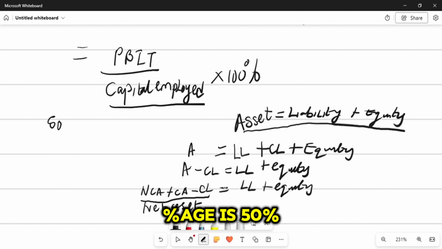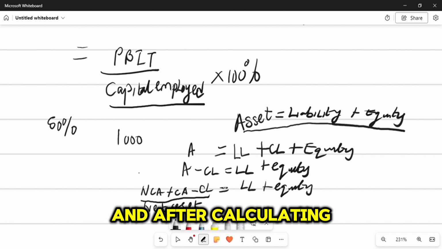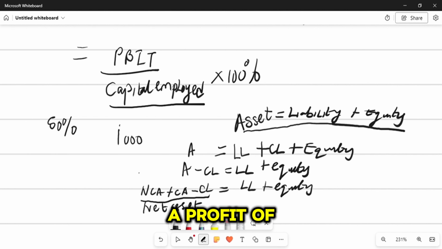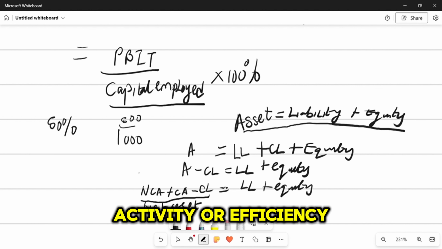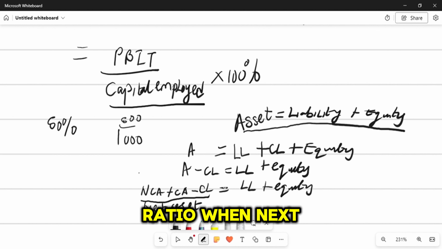So now when you get this, the percentage of this is seen as, for example, if after doing this the percentage is 50%, it means that there was a return of 50% profit for a particular amount of capital that was employed. So if capital employed was 1,000, and after calculating with your profits, you had a profit of 500, right? So you have a 50% profit for the capital employed in this business. So that's all for profitability ratios. We're going to move on to activity or efficiency ratios in the next part.